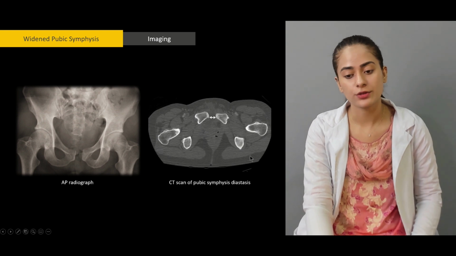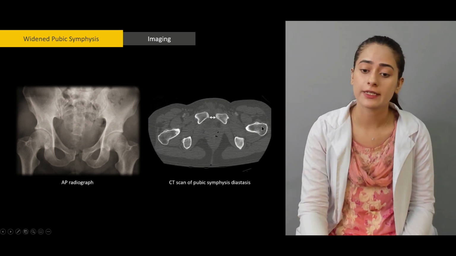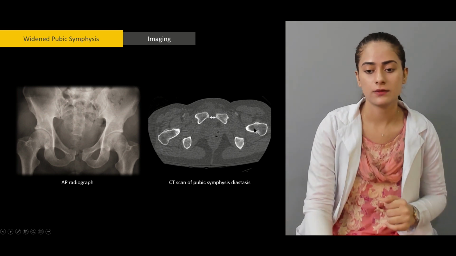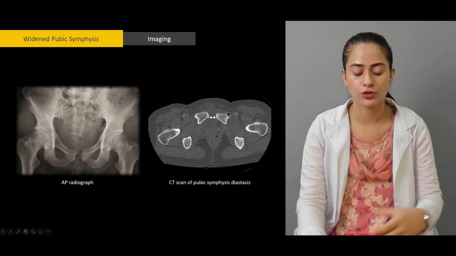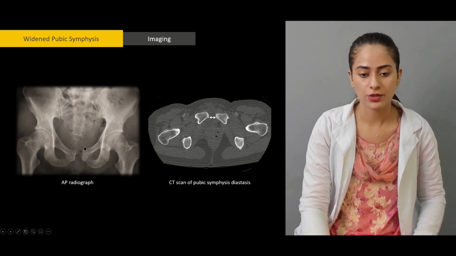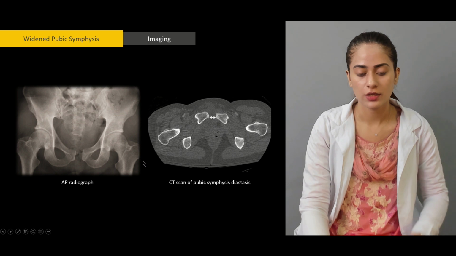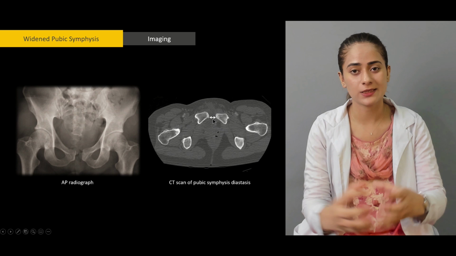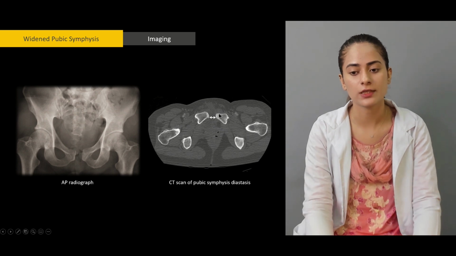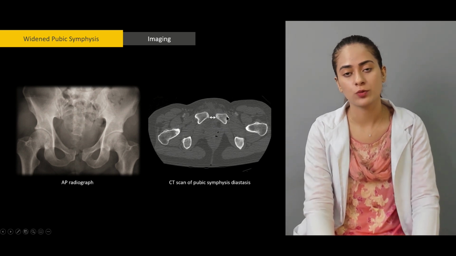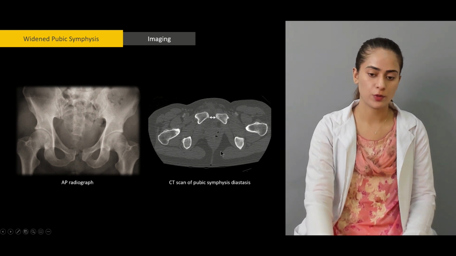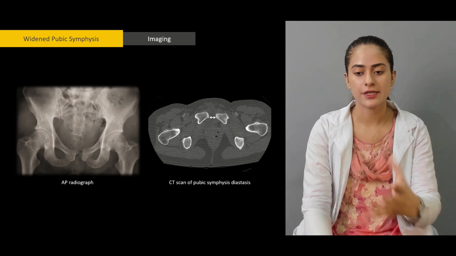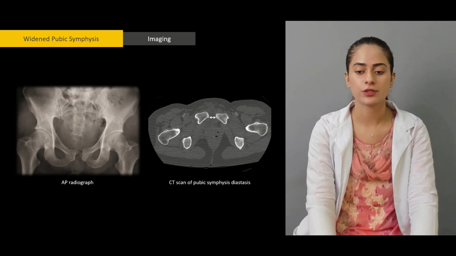And now here we're going to look at a CT scan again. This is a CT scan, a cross section, done so that you can actually visualize this. The cross section of the body is taken, and this is showing an increased distance between the two pubis bones, which form the symphysis pubis. So this is how you see it on a CT scan cross-section.